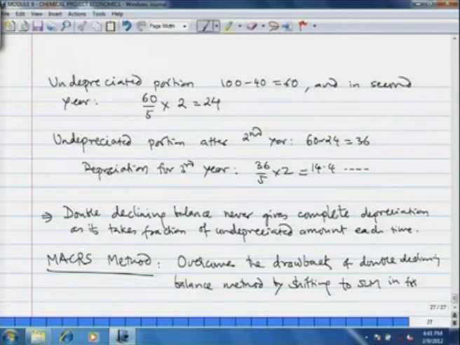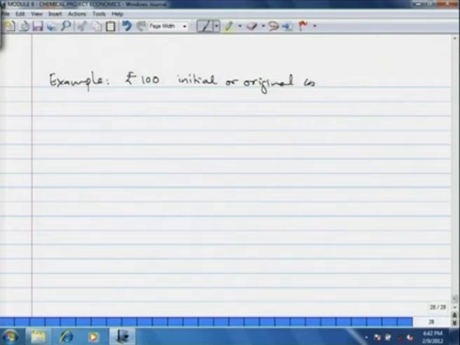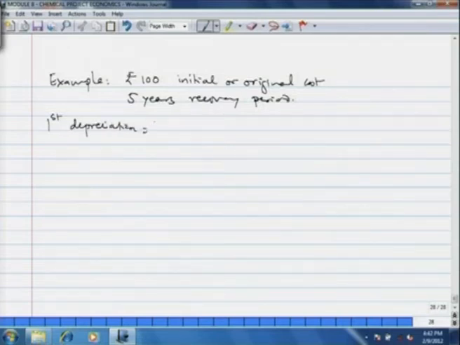Now let us see how. The same problem, rupees 100 asset initial value, how does it decline, and 5 years of recovery. Now here the first year depreciation is by the straight line method, that is 100 by 5, 20.